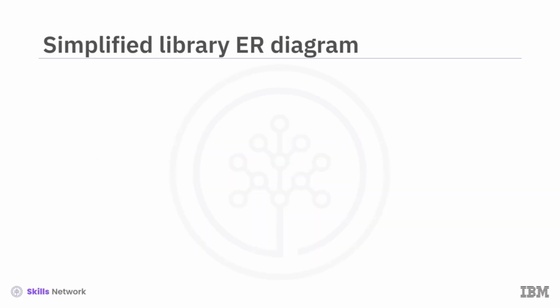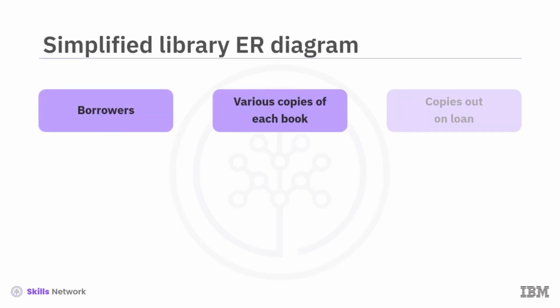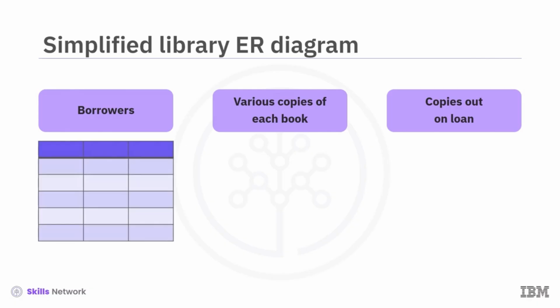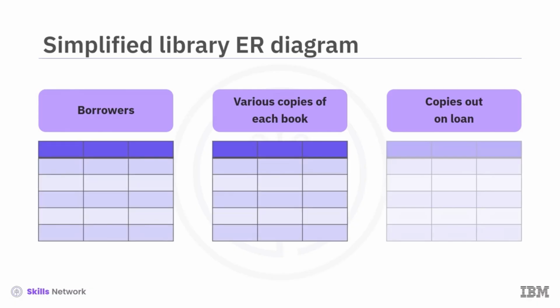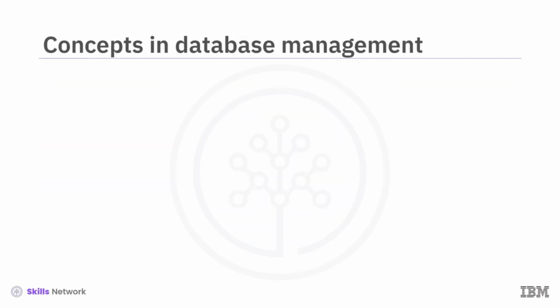Advancing through the simplified library database process involves identifying entities such as borrowers, various copies of each book, and copies of books out on loan. The final ER diagram delineates each entity, corresponding to a table in the database. Let us learn about a few concepts that help ensure adaptability and efficiency in database management.